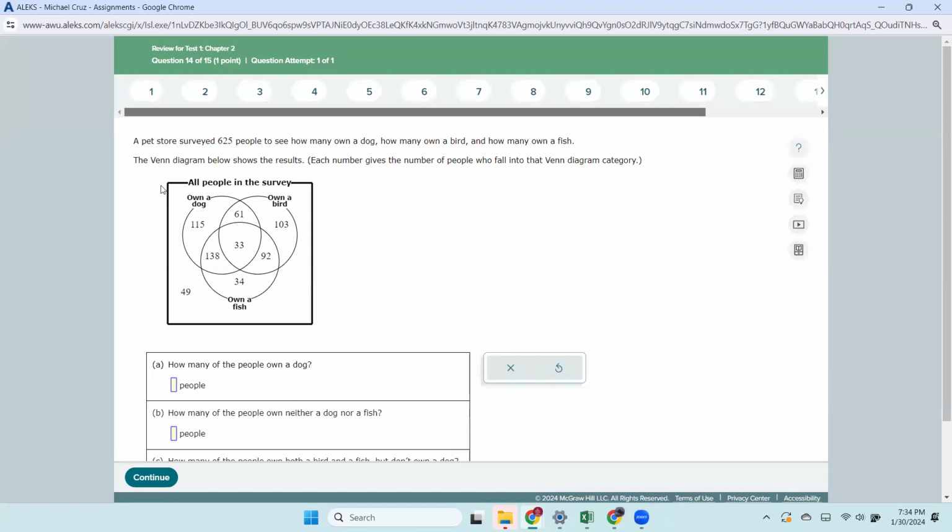All there is here is the rectangle, the square with the three things inside of it. Don't they have a number? Like I said, I see 103, 92, 61, 33, 38, 34. Do they have another number by the dog? I can't see it.